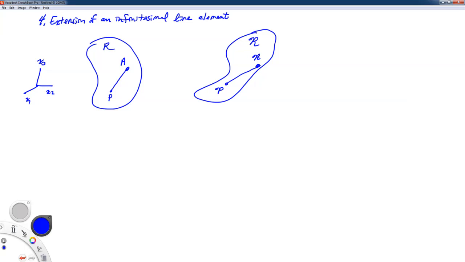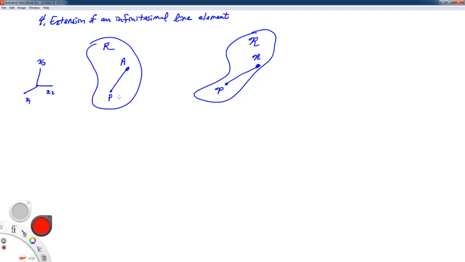Well, now we're going to use this framework we've built up to take a look at an extension of an infinitesimal line element. So I have my two bodies here, region R and region script R, the original and the deformed configuration, and I've got a couple of points labeled in each.